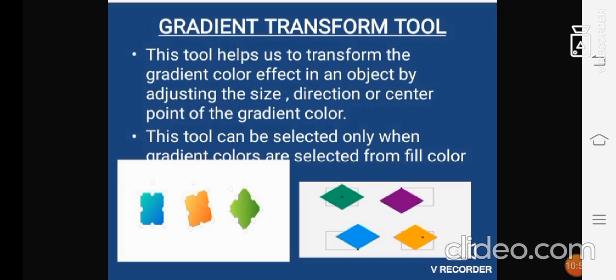This tool can be selected only when gradient colors are selected first, and then we need to select the fill color option and fill the color in that gradient. When this tool is selected and clicked on the object, a bounding box appears with handles and a center point. When we click on the center point, we can change the effect of the gradient color, and by clicking on the handles we can rotate them. Whichever angle you want, you can rotate, and increase or decrease the size of the gradient.